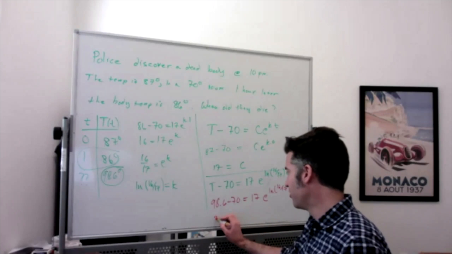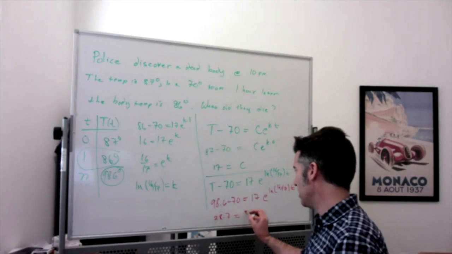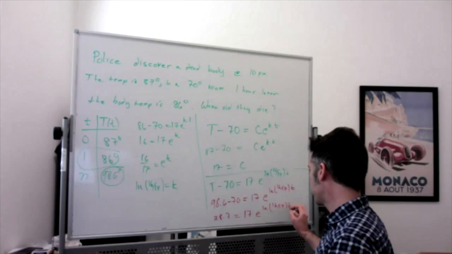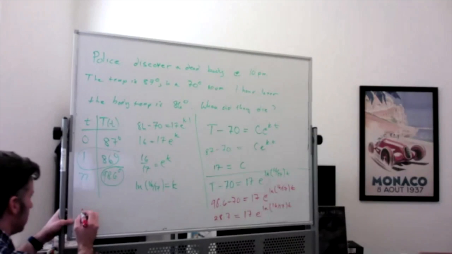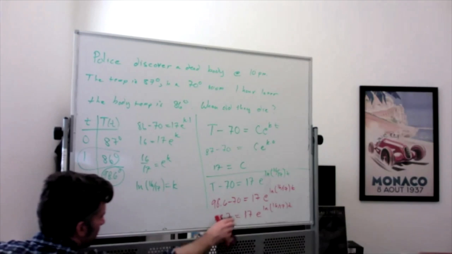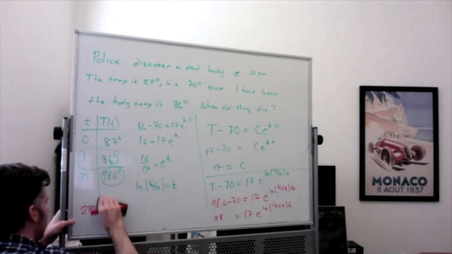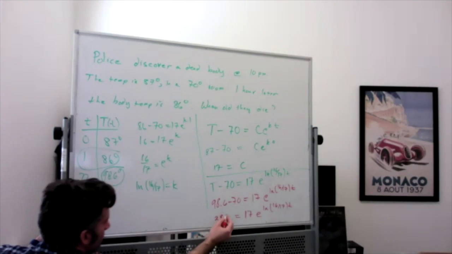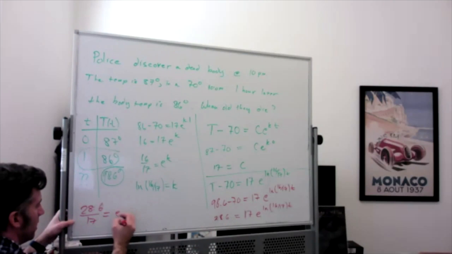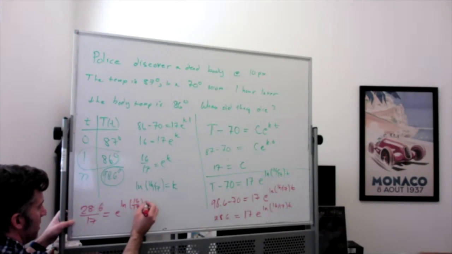So I'm going to get 28.6 equal to 17 e to the stuff. And I'm going to divide both sides by 17. So I'm going to get 28.6 divided by 17 equal to e to the natural log of 16 over 17 times t.